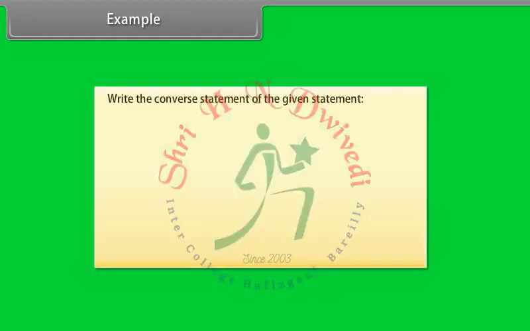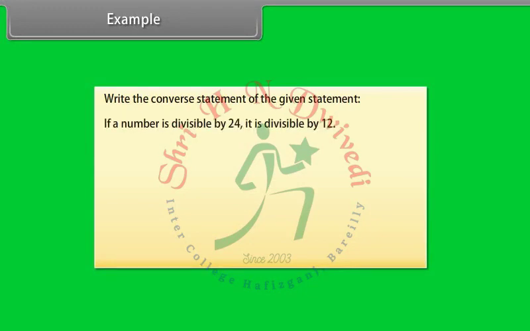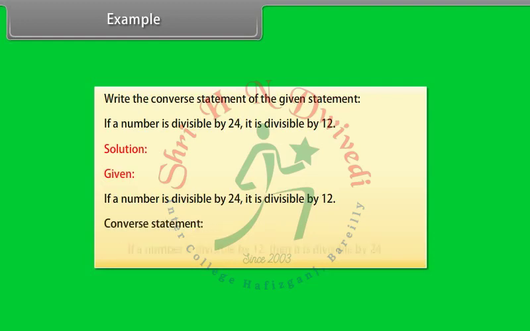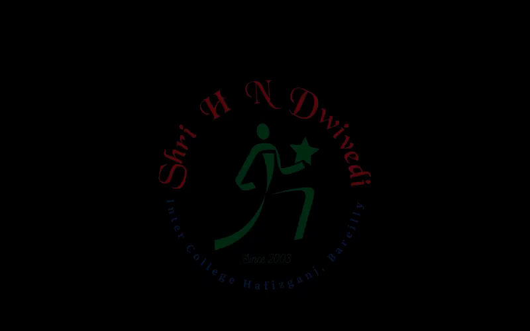Example. Write the converse statement of the given statement: if a number is divisible by 24, it is divisible by 12. Solution. Given: if a number is divisible by 24, it is divisible by 12. Converse statement: if a number is divisible by 12, then it is divisible by 24.